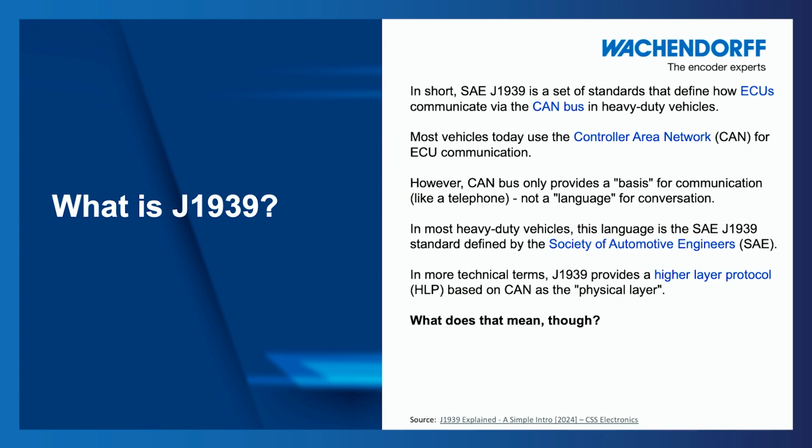All right, so what is J1939? In short, it's a standard developed by SAE. It defines how the ECUs communicate via a CAN bus, and primarily with heavy duty vehicles. Let me interject a little bit here. For those who aren't familiar, ECU stands for Engine Control Unit. So really, J1939 is applicable everywhere there's an engine, whether we're talking internal combustion or diesel. So continue on. That's right.